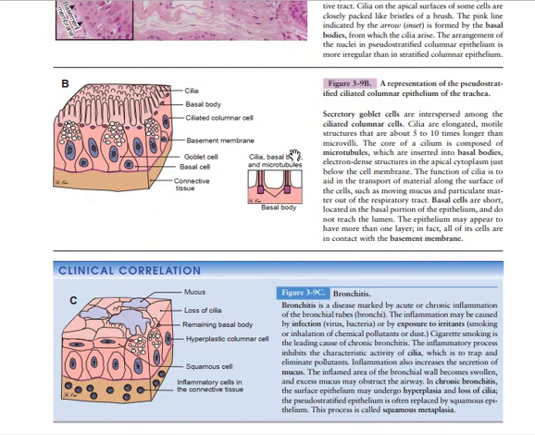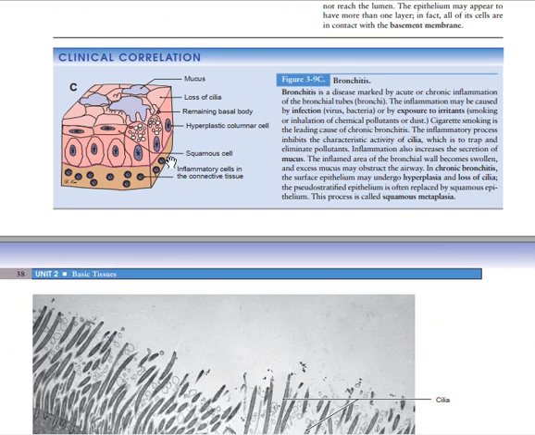Now the next thing is a clinical correlation. The clinical correlation of pseudo-stratified epithelium is bronchitis. Bronchitis is just inflammation of the bronchial tree. It can be chronic bronchitis, that's chronic inflammation of the bronchial tree. It can be acute bronchitis, acute inflammation of the bronchial tree. And chronic bronchitis mostly occurs because of cigarette smoking.